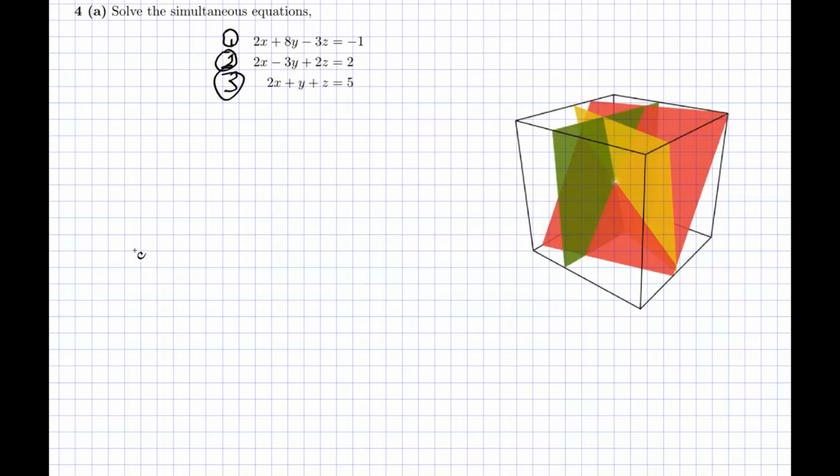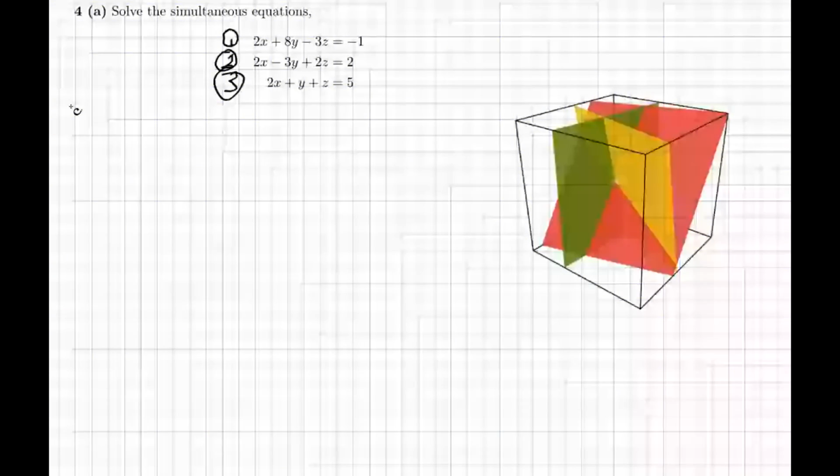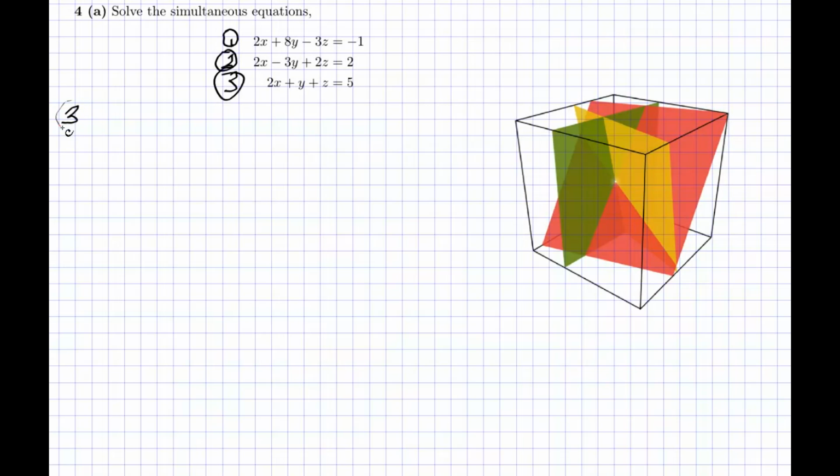So first of all, I'm going to figure out the line of intersection between planes 2 and 3. And it doesn't really matter what order you do them in, or which two planes you work with. This is a lot like finding the intersection of two lines, in that you're trying to eliminate a variable. So I'm going to try and eliminate the x's from these two, because the 2x is the same in both cases. So I'm going to take 3 and then take away 2 from that.